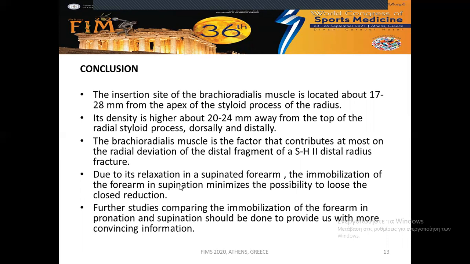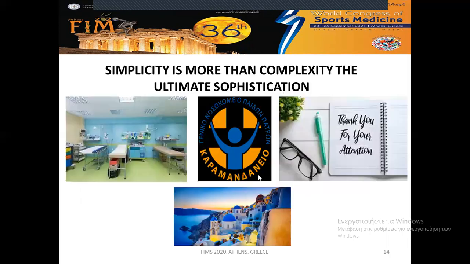Due to its relaxation in a supinated forearm, immobilization of the forearm in supination minimizes the possibility of losing the closed reduction. And last but not least, further studies comparing the immobilization of the forearm in pronation and supination should be done to provide us with more convincing information.